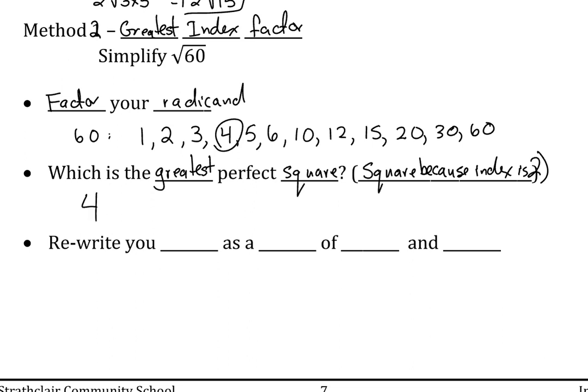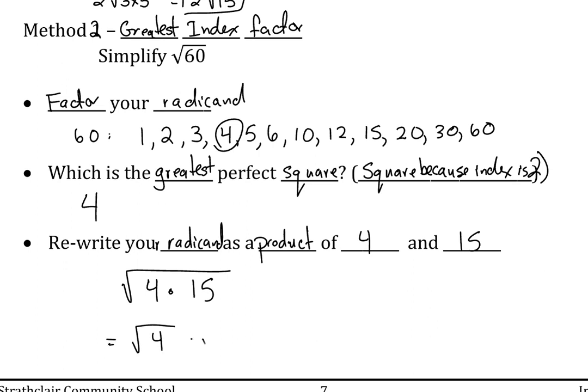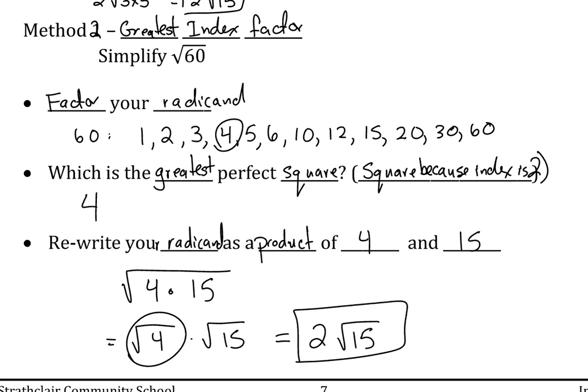So 4. So rewrite your radicand as a product of 4 and 15, because 4 times 15 is 60. And I really like to split it off into 2. So the square root of 4 times the square root of 15. I can simplify this. The square root of 4 is just simply 2, so it's going to be 2 square root of 15. Put a box around your answer.